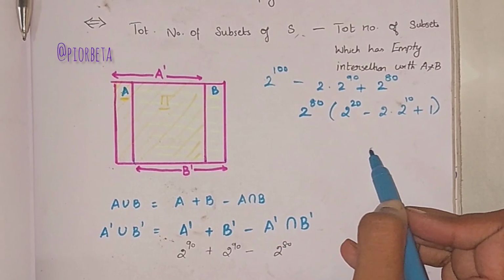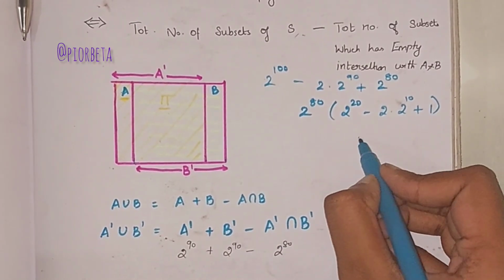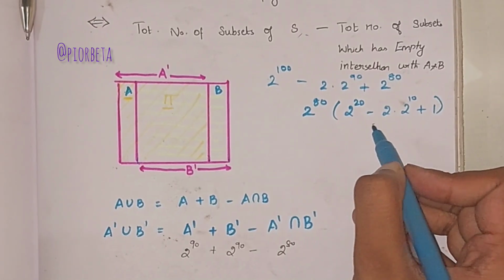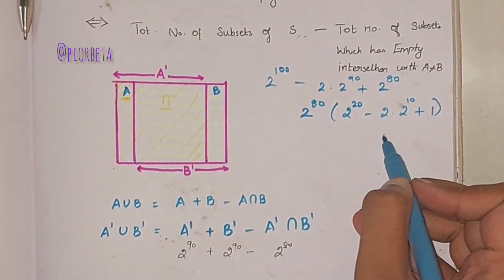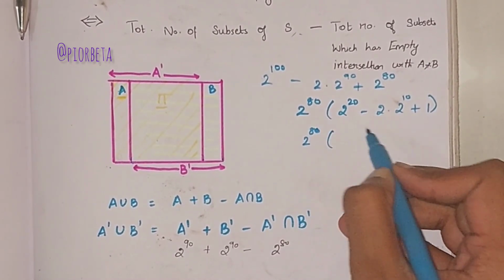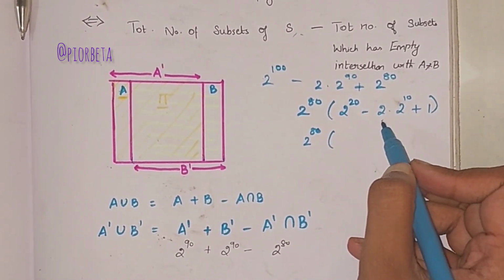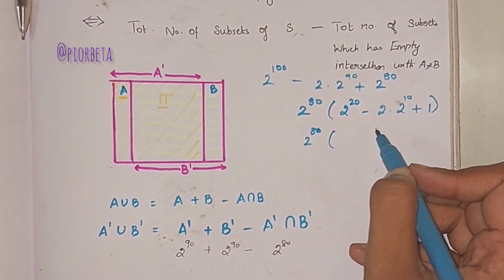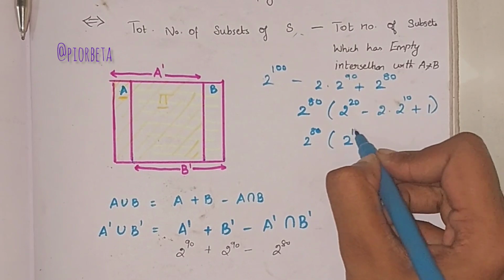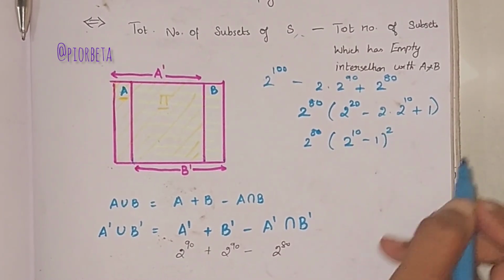Even though this was not yet done, you can group this. At this point, when you see the options, you may notice that you have made a mistake, but no, you have to do some more work so that you come across the options, because all 4 options are different and you might be having a lot of doubts there. So you have to be careful. 2 power 80 into (2 power 10 minus 1) the whole square. So this is the option.